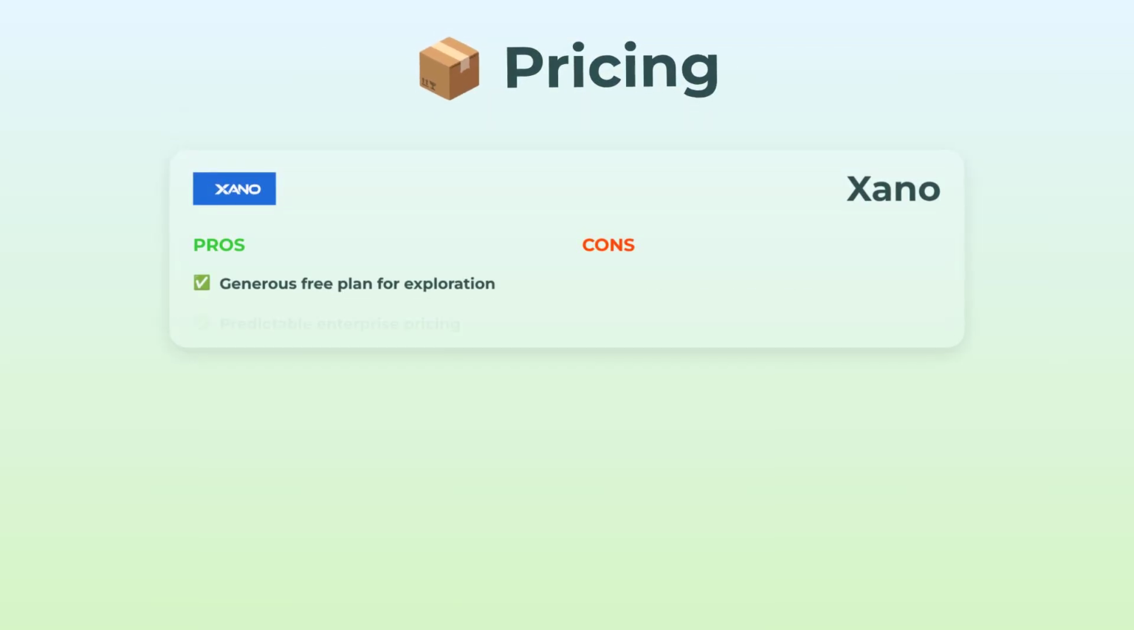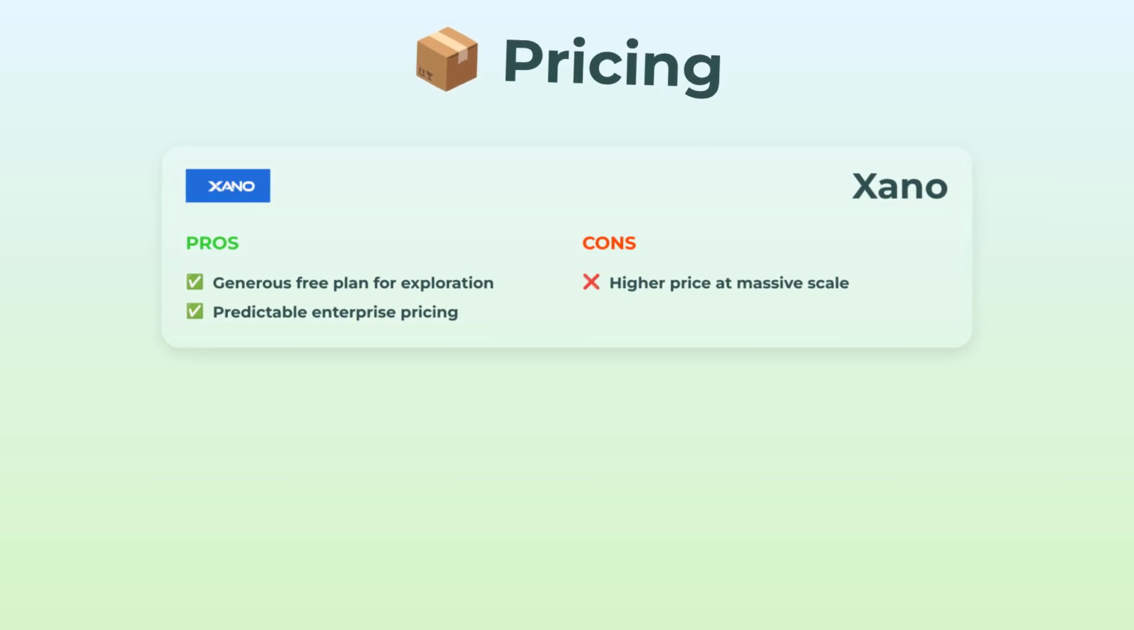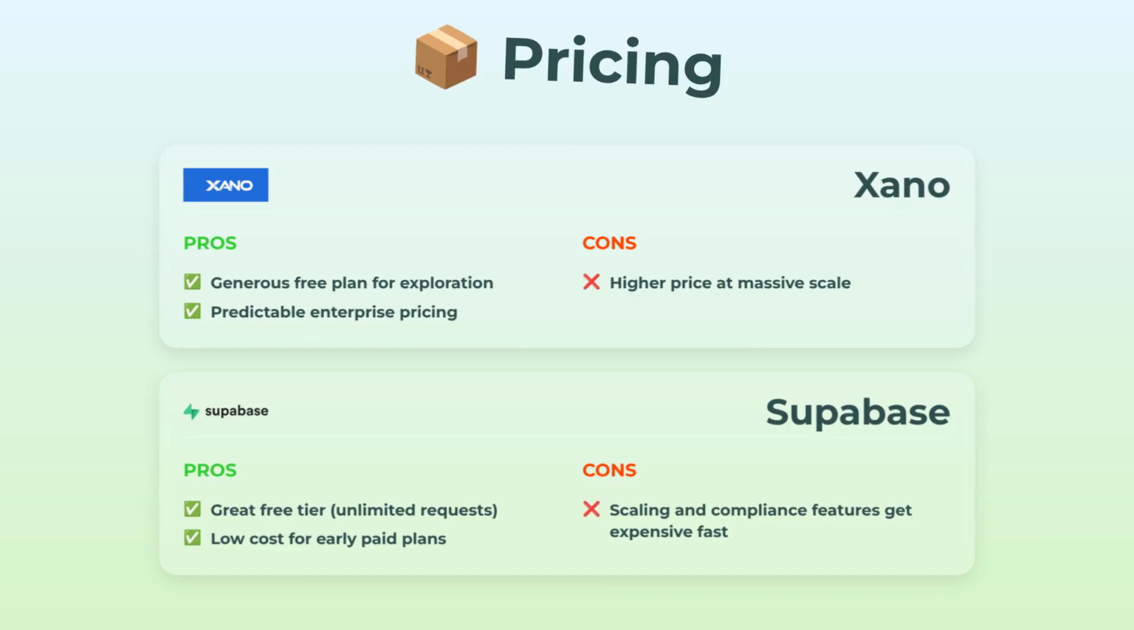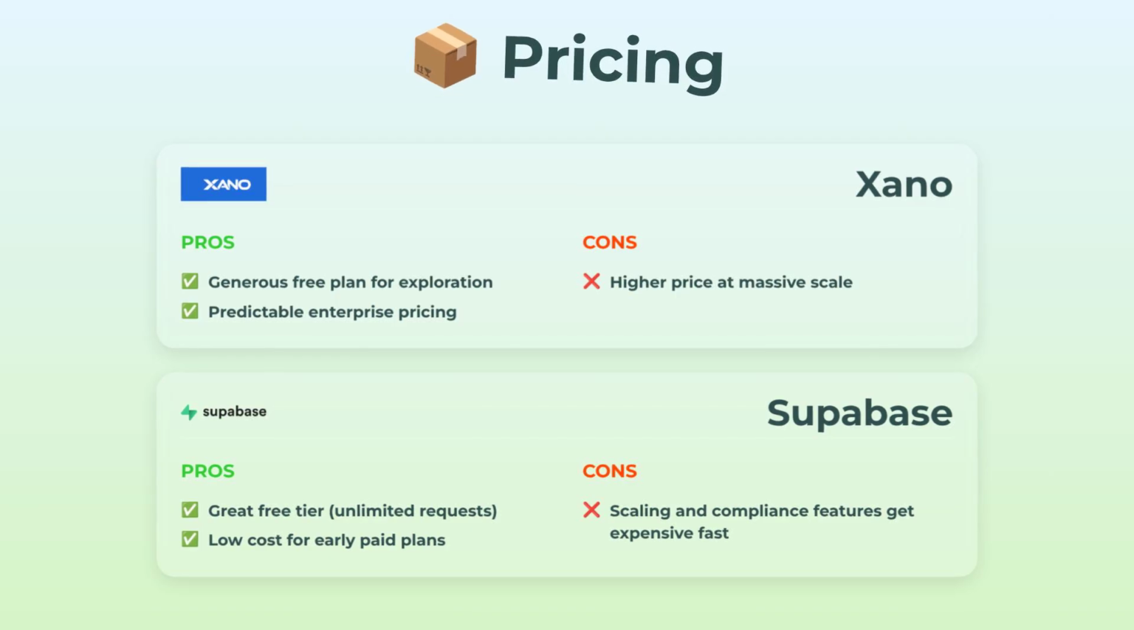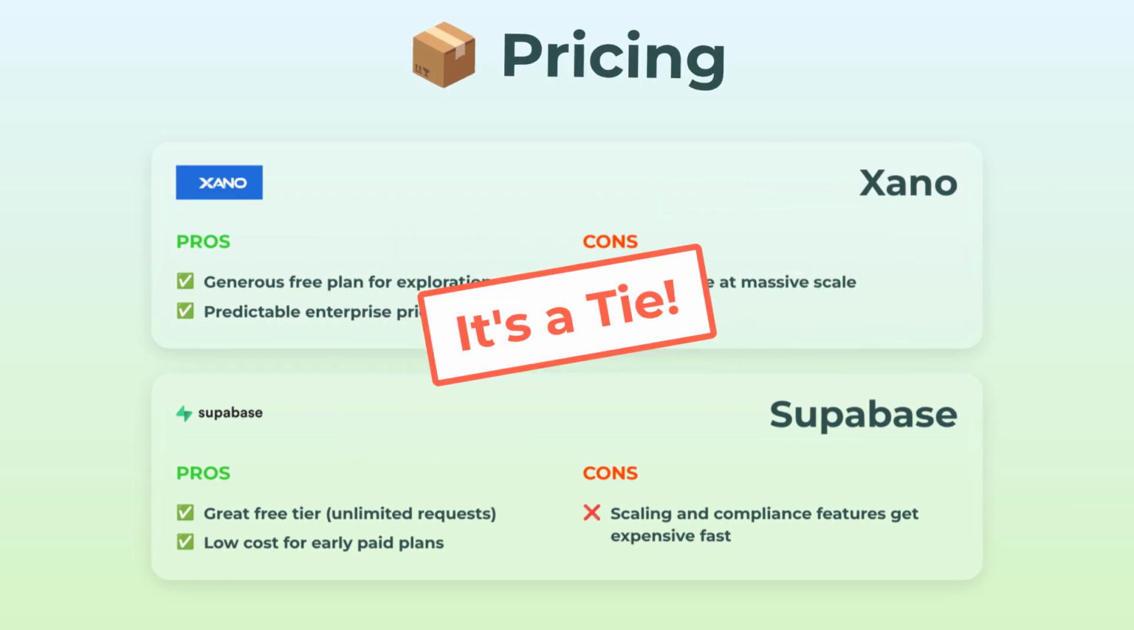All right, pricing. The part we all kinda dread. So first off, Xano has a generous free plan. You can poke around with all the features. When you go pro, it gets pricey, especially at huge scale, but at least you know what you're paying for. Supabase is almost cheeky here. Their free tier literally gives you unlimited requests for starters. Early paid plans are super cheap, but once you need big features and serious compliance, costs rocket up. So honestly, this one's pretty tied. It comes down to how big your project actually gets.